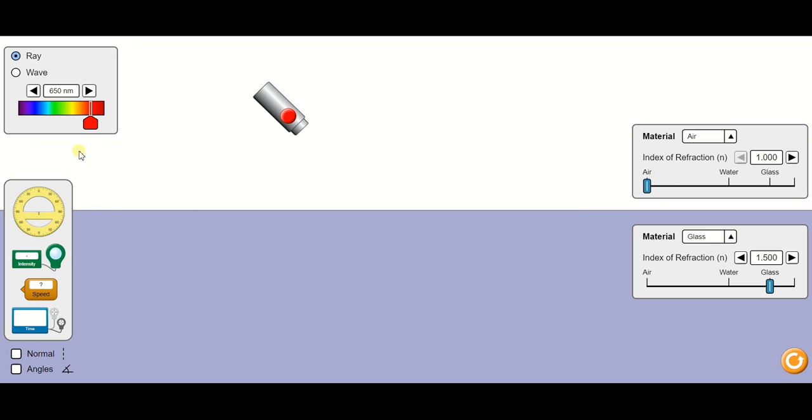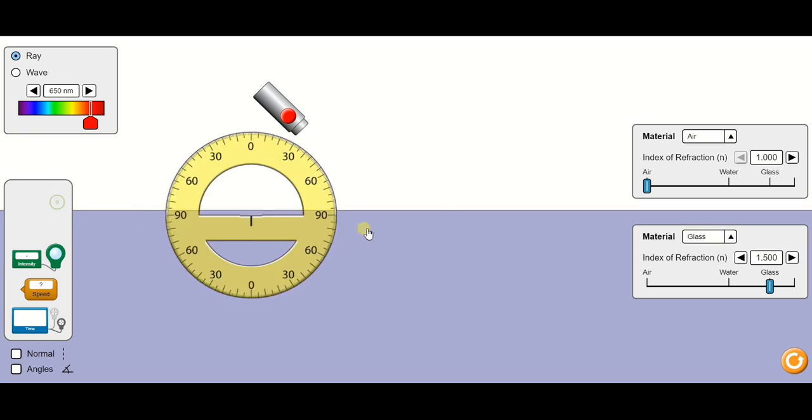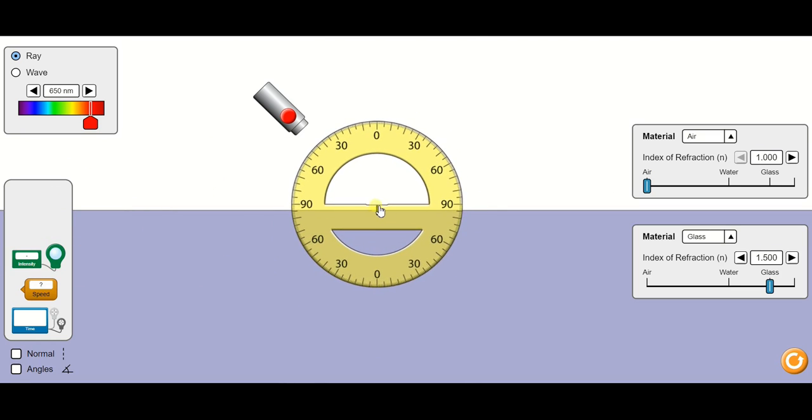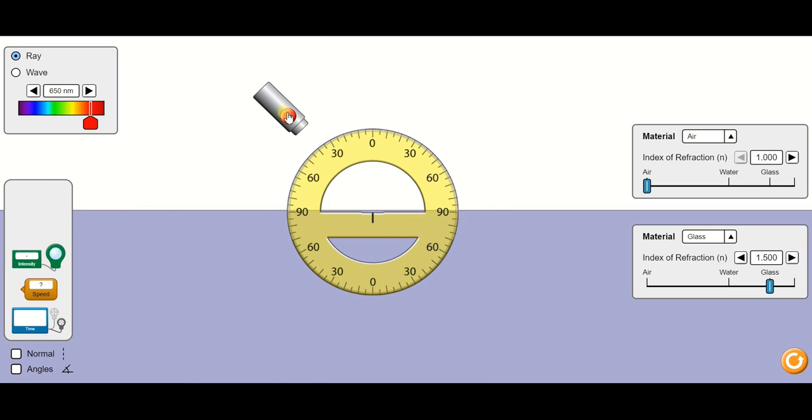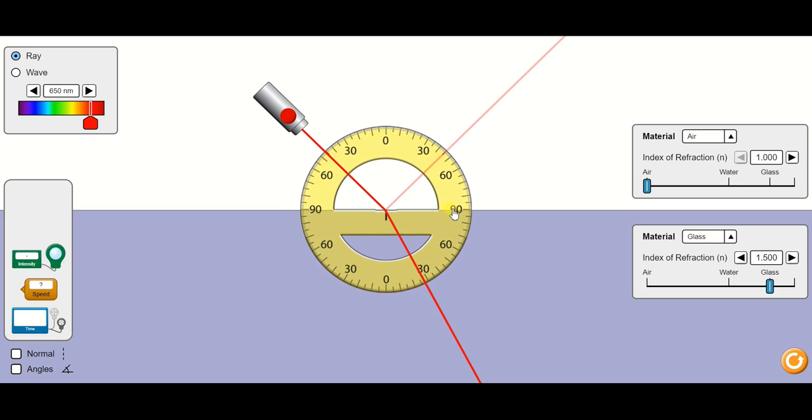Now let us start. I'm going to take the protractor and place it at the center. Now I'm going to switch on the source of the light. Let me keep it at the point where both of them meet, the point of the center, right? I'm going to include a normal.